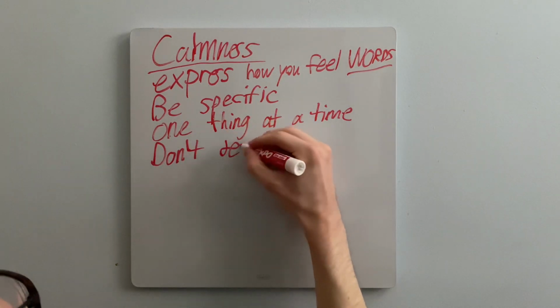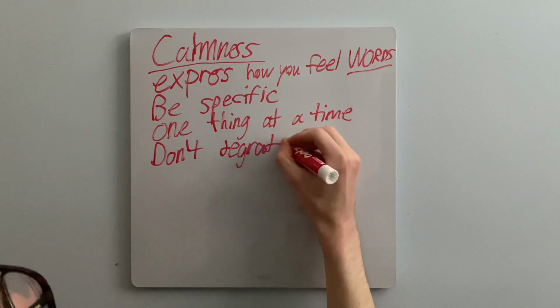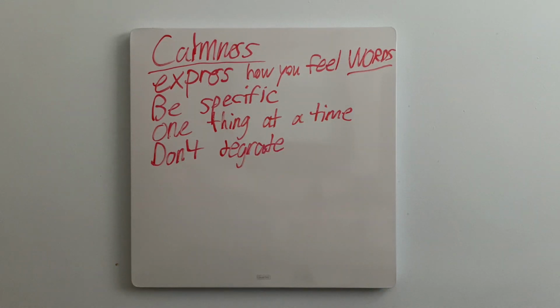Don't degrade. This one is pretty self-explanatory, but don't just sit there and call them names. Don't try to hit them where it hurts. If they have a certain disability, don't just talk about that the entire time, because that will not only trigger them, but it will make them very uncomfortable, and it's not appropriate to do that.